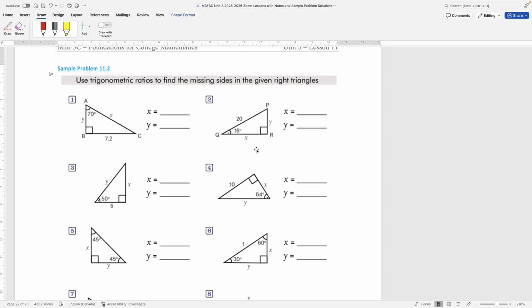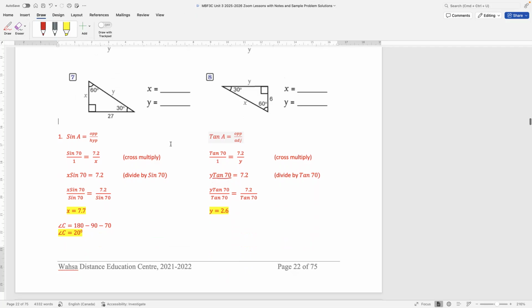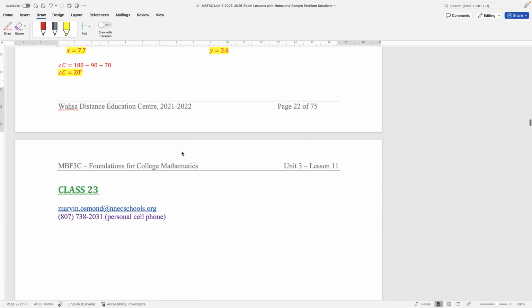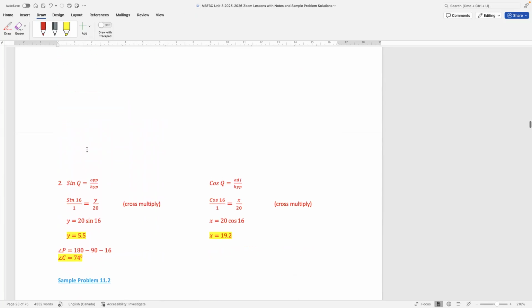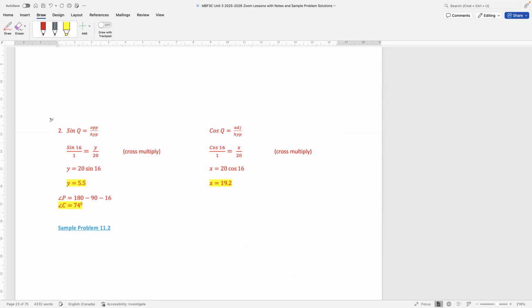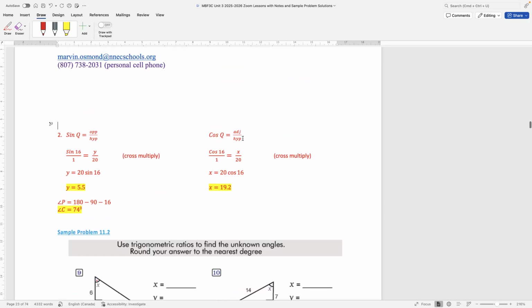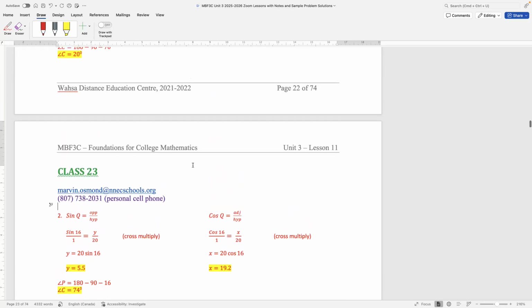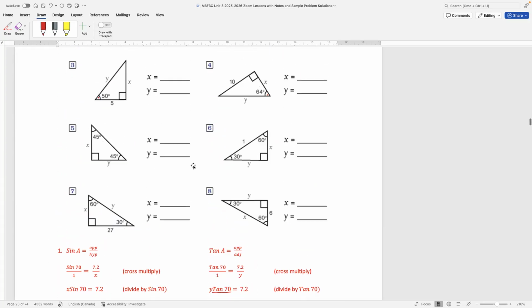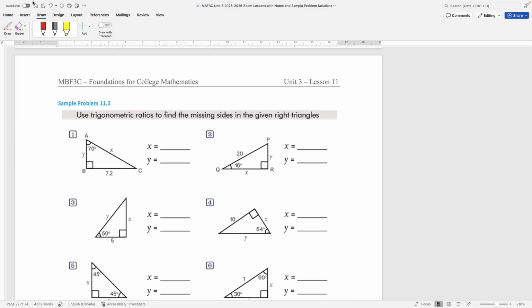So let's look at another one. This one here was number one, and I'm just going to pull this back up here now so you can see it a little bit closer. So let's solve for one more. Let's do number two up here. So we've done number one. Now let's do number two.